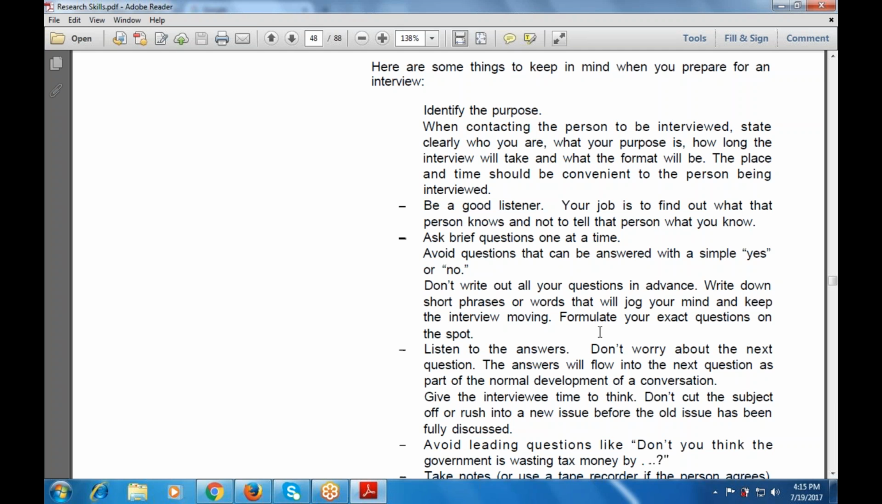The next point is give the interviewee time to think. Until and unless he or she has said no or yes, don't move to the next question, because no one is there for wasting time. If he or she knows, then they will simply say yes, otherwise no.